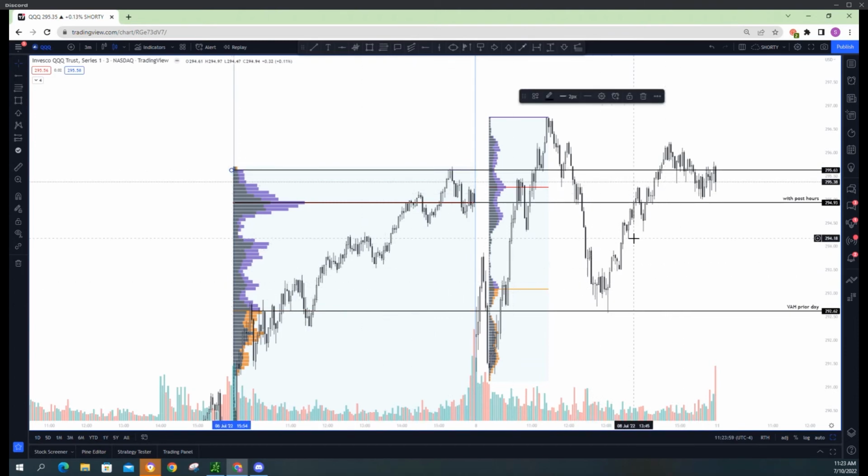And if you're playing this, my first exit would be where? If I went long here from the previous day, where should you get out? POC. Yeah. You should get out at the POC, and you should not really question it too much. And I'm talking about the previous day POC. This would be your first exit.